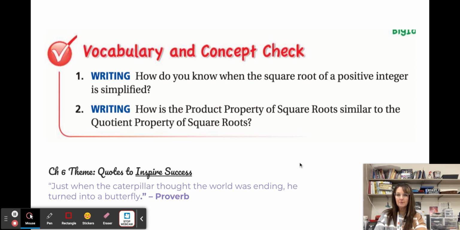The theme quotes for chapter 6 are to inspire success. Just when the caterpillar thought the world was ending, he turned into a butterfly.